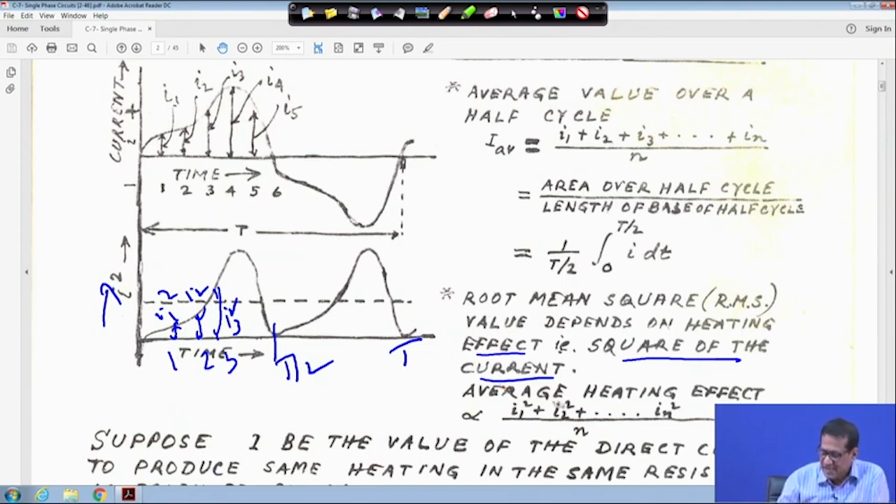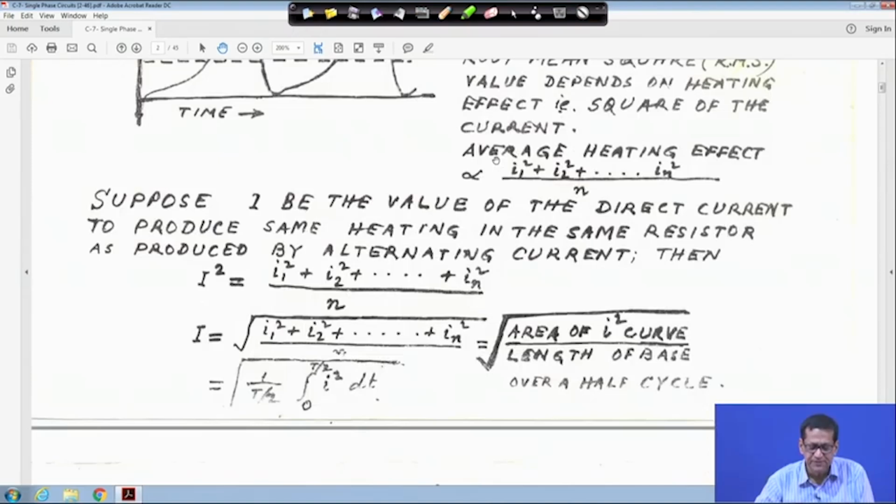Therefore, the average heating effect is proportional to I1 square plus I2 square up to In square divided by n, right. You have n such values I1, I2, up to In, squared, and divide by n. This is the average heating, which is proportional to I1 square plus I2 square up to In square divided by n. So, let me clear it.